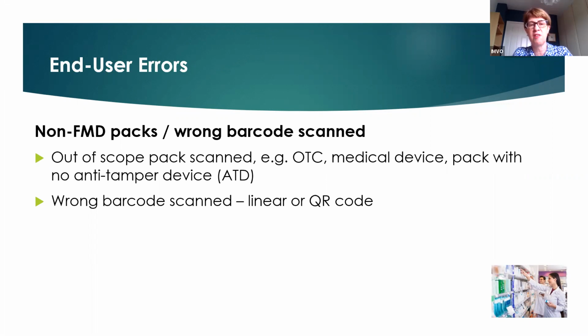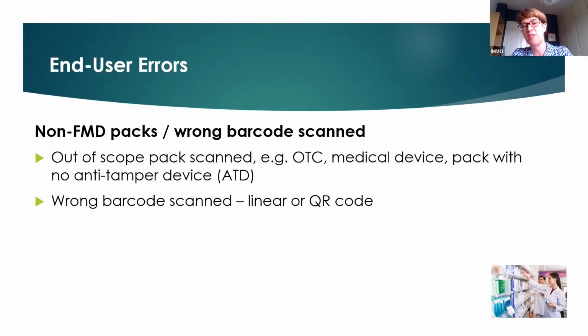So the sort of thing we see are out of scope pack scans. So for example, an OTC pack with a 2D barcode on it, a medical device, they are now starting to carry 2D barcodes, and packs with no anti-tamper devices. The reason it's important not to scan packs with anti-tamper devices is that many generic medicines that were placed on the market before the 9th of February would have been manufactured in India and contract manufacturing sites there.